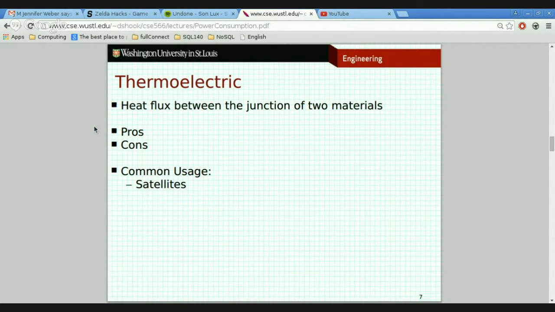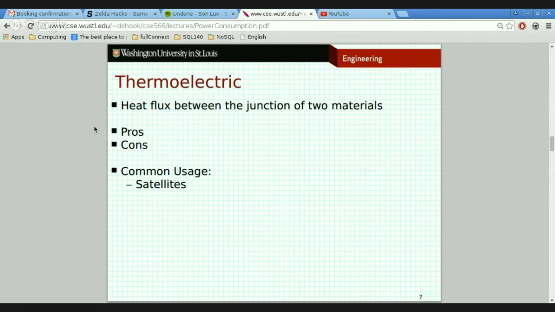So thermoelectric heat dissipation is interesting. It requires a junction of two materials. On one side, we have material that's going to be very heat absorbent, that's going to basically take on all of the heat from the system. And then the flux between that material and the material on the alternate side, right, helps dissipate that heat very, very quickly. That was kind of a high-level, watered-down explanation of how it works.